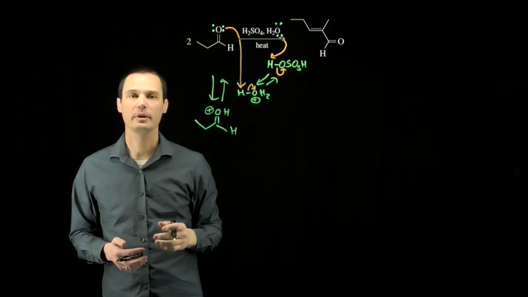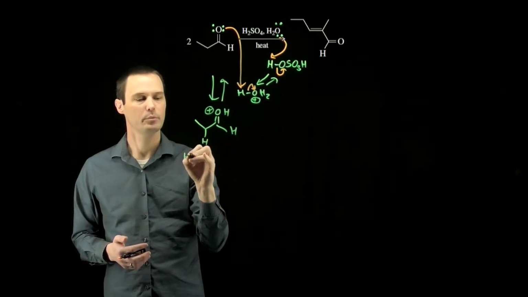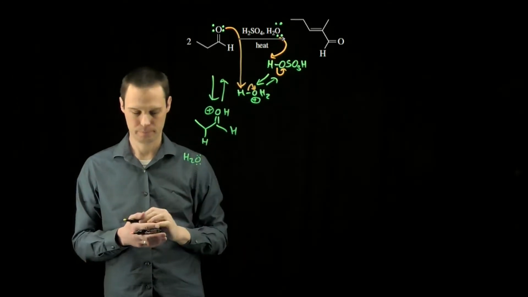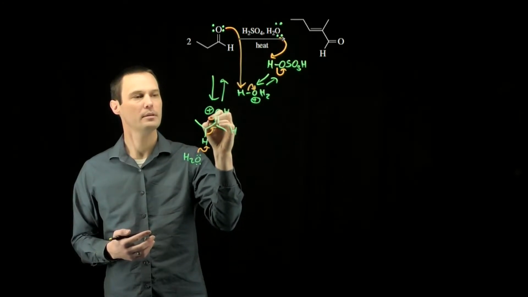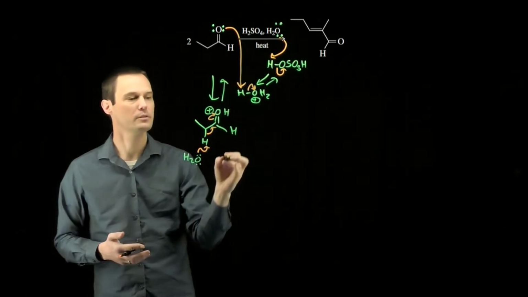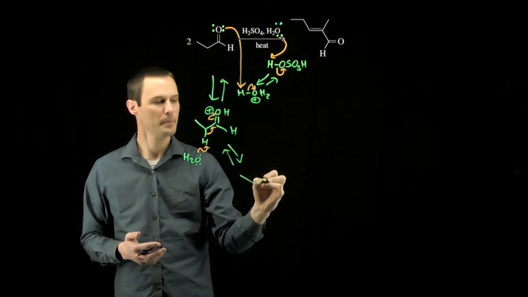That protonated aldehyde intermediate can be turned into an enol by deprotonation with water. The water can take the alpha proton, form the carbon-carbon double bond, break the carbonyl bond, and form a carbon-oxygen single bond.